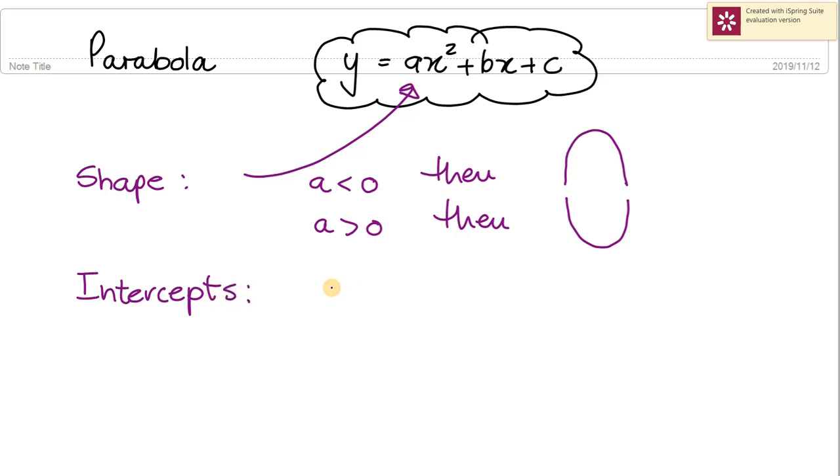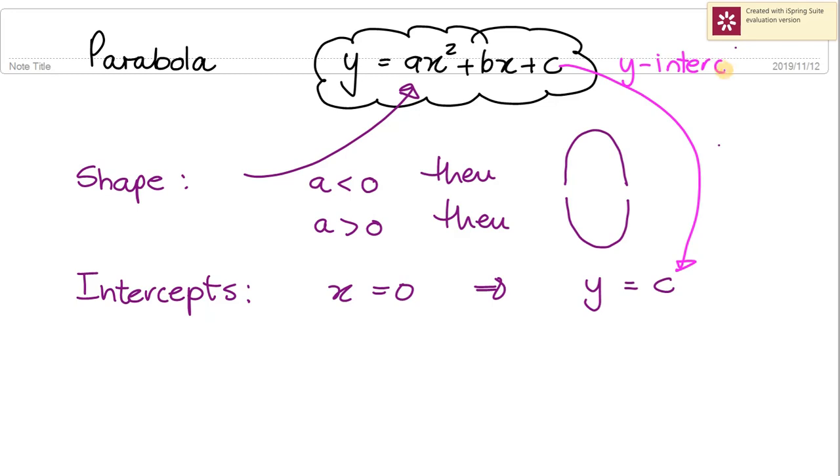I'm going to start off by saying if x equals 0, then of course y equals c. So you can see that c over there is the y-intercept. So basically I've used this a for the shape, and I've used the c for the y-intercept. So what about the x-intercept?